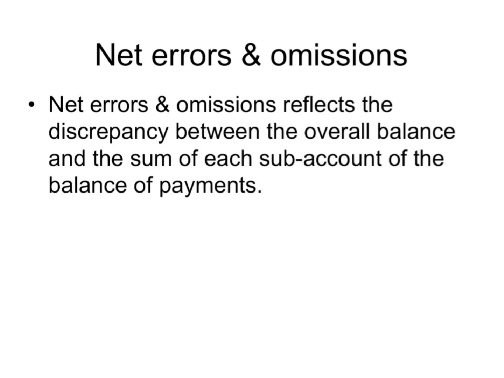What do we mean by net errors and omissions? It reflects the discrepancy. Discrepancy here means a difference between two things that should be the same. So it reflects the discrepancy between the overall balance and the sum of each sub-account of the balance of payments.